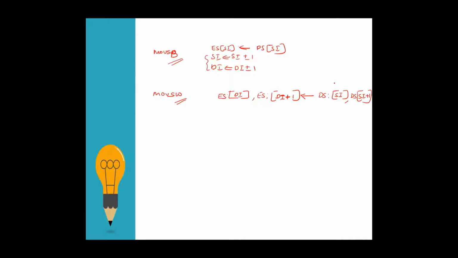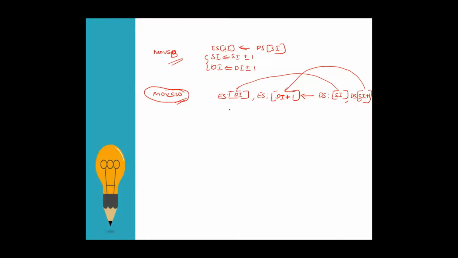What is the meaning? Whatever is there in the location pointed by SI, it is going to ES of DI. Whatever is there in the location SI plus 1, is going to DI plus 1. Right or wrong? Yes, ma'am. Why? Because this is the word version. This is the byte version. So only one byte is getting moved. Here, 2 bytes are getting moved.